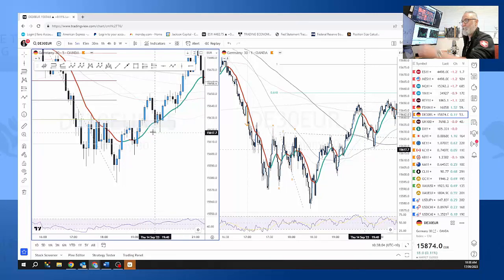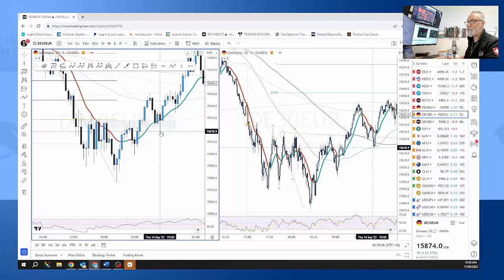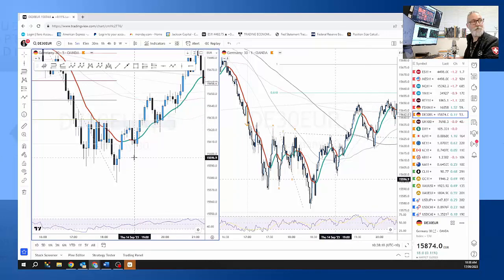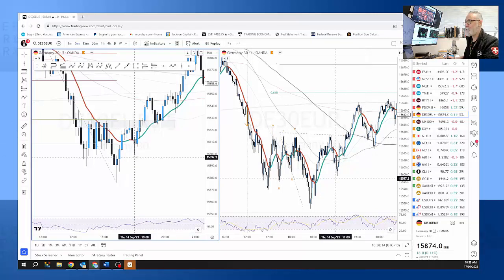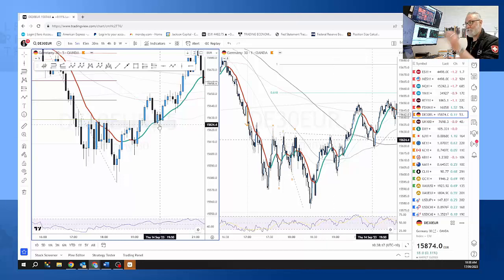Where you can put the stop here. Yeah, so you just get nipped. Or you're going to put it down on this last fractal, and then look at the size of the loss. It's huge. Right. So these are things that you've got to consider, right?